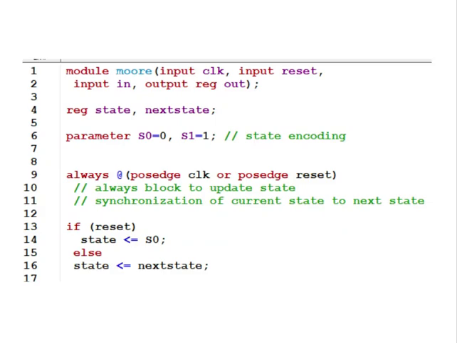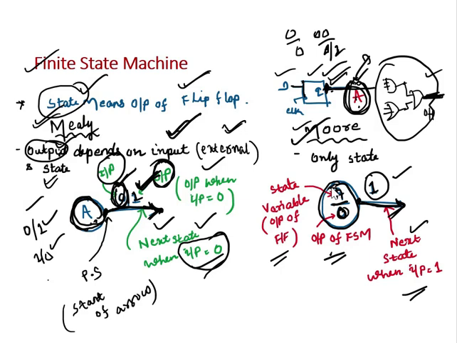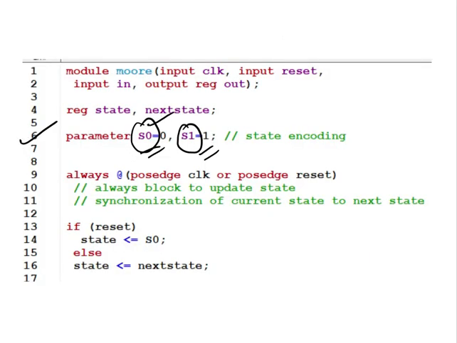See here, in this Verilog code, the parameter s0 equals 0, s1 equals 1. This s0, s1 are called state variables. Here I have mentioned, right, state variables, output of flip-flop. So these are the state variables.